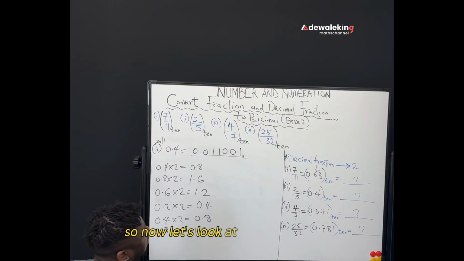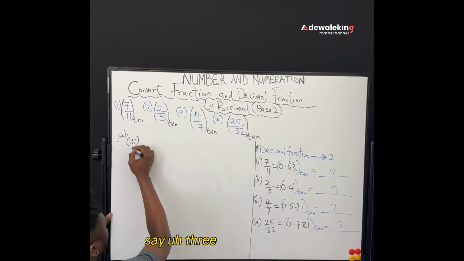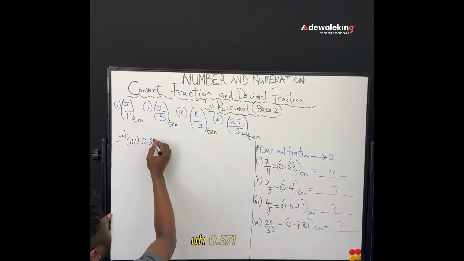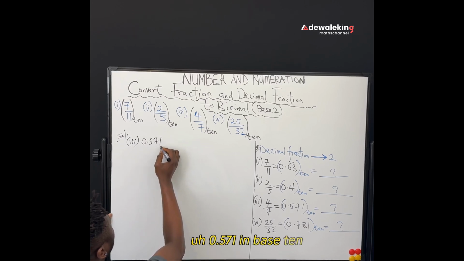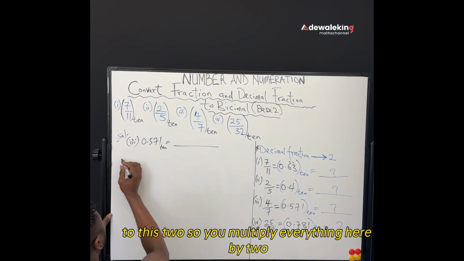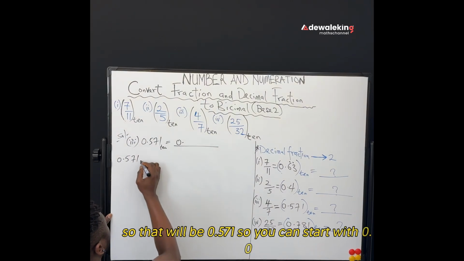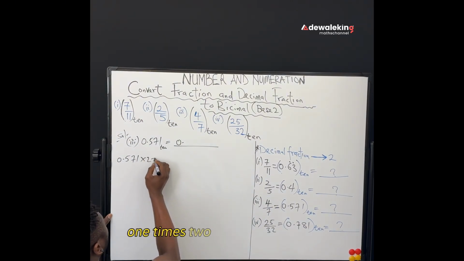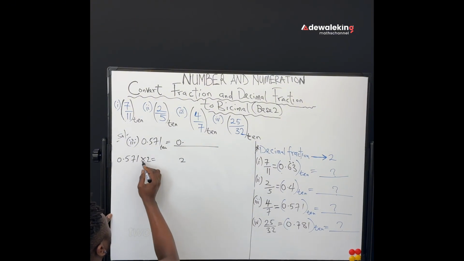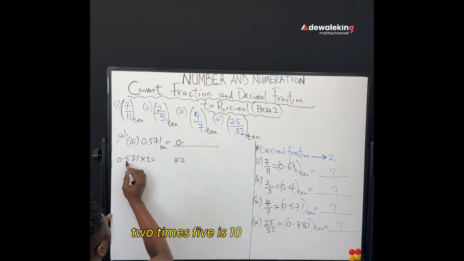So now let's look at number 3, and say solution. Number 3 will be 0.571 in base 10 to base 2. So you multiply everything here by 2. You can start with 0.571 times 2. 2 times 1 will give us 2. 2 times 7 is 14, so it is 4, carry 1. 2 times 5 is 10, and that is 11.